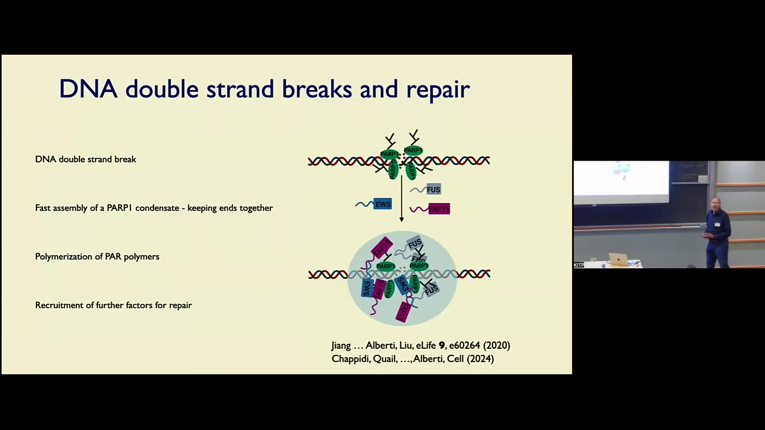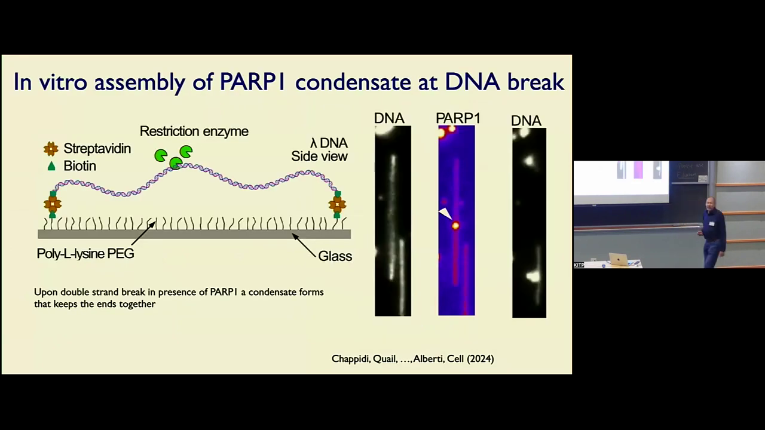This happens with an assembly of proteins at the break that form a condensate. After that, this allows to recruit all the machinery for repair. But the question I want to discuss here is how to keep the ends together. And this happens with a fast assembly of a condensate of a protein called PARP1. This has been studied by Simon and co-workers in the same assay that I described before, in vitro, where one can use a restriction enzyme to break the DNA, and in the presence of the PARP1 protein, a condensate forms that holds the ends together, even in this in vitro setting.